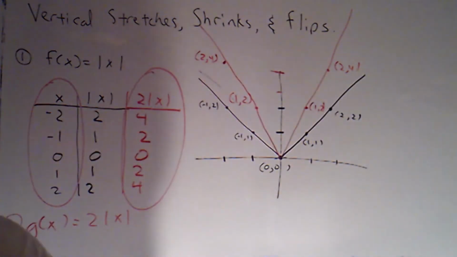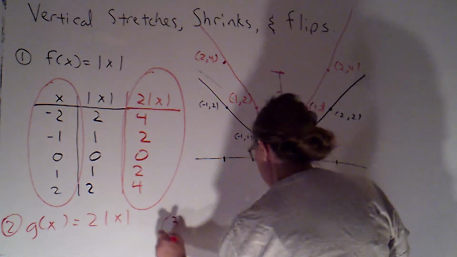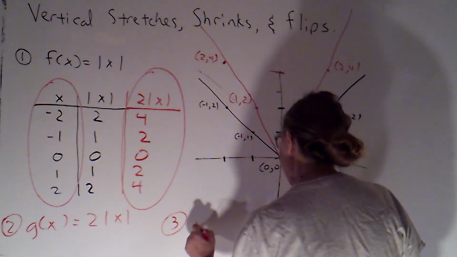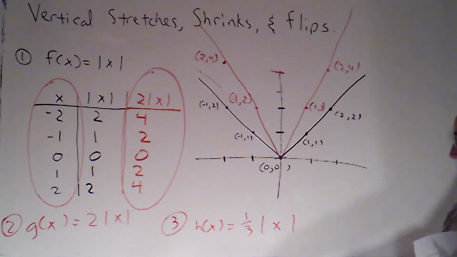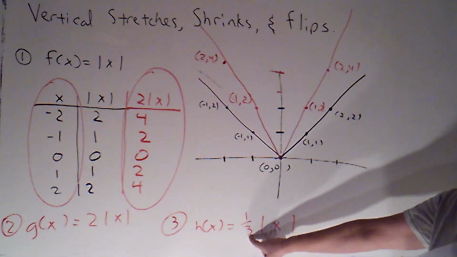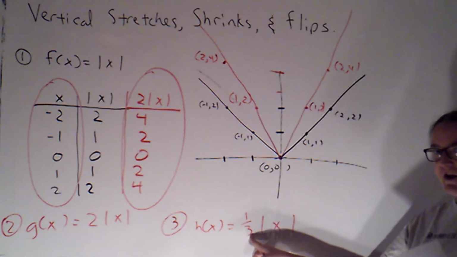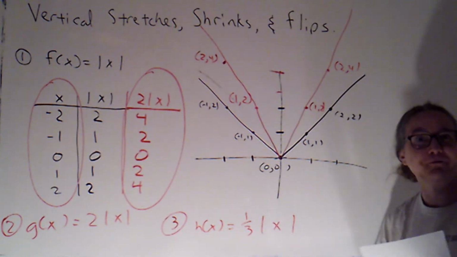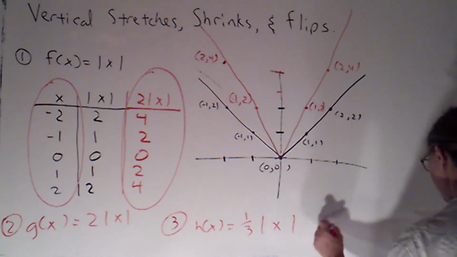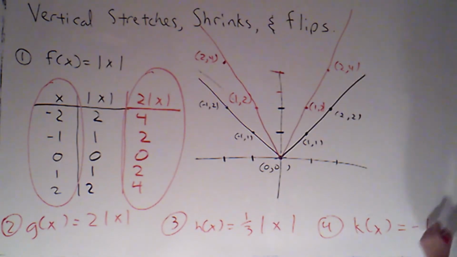So I'm going to have you pause the video to work out problems 3 and 4. Problem 3 was to sketch h of x, which is 1/3 the absolute value of x. So you'll be exploring what happens here if you multiply by a number that's smaller than 1. When we multiplied by 2, the y values got bigger. Multiplying by 1/3, of course, is going to make the y values smaller. And then question 4, you're going to be graphing k of x, which is the opposite of the absolute value of x.